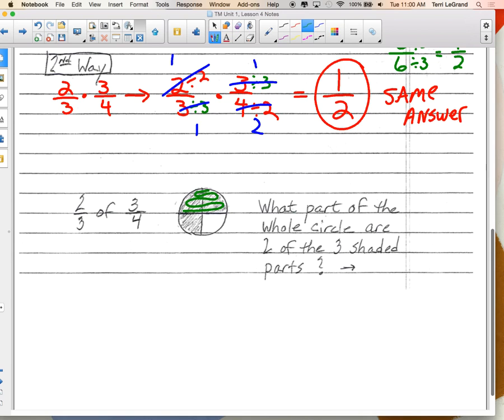What part of the whole circle, right there, is now shaded? You got it for me, Hannah? Got it for me, Tyler? Okay, got it for me, Harley? What is it? 2/4 or 1/2. Half of the whole circle, the top half, is now shaded, the answer that we got.